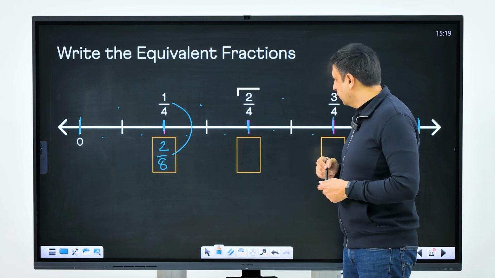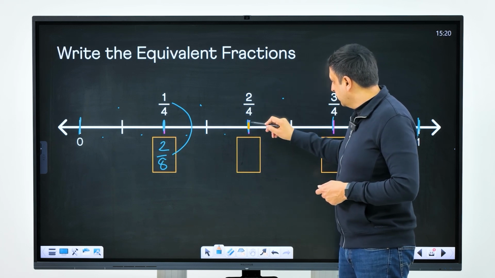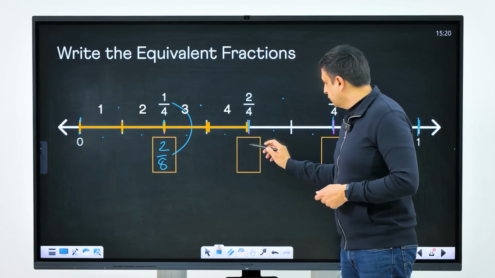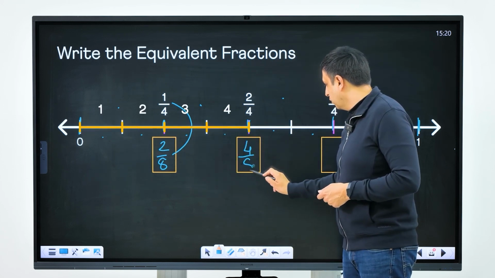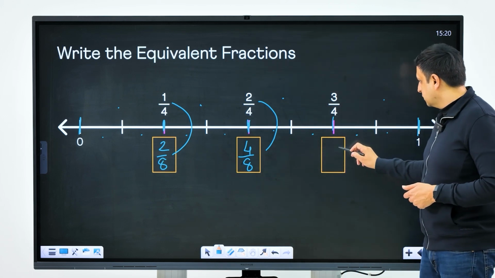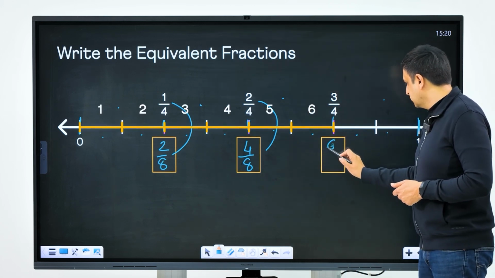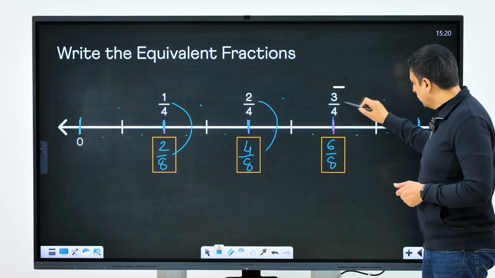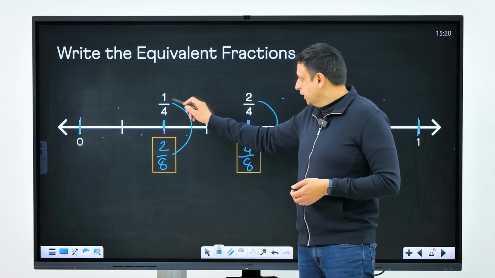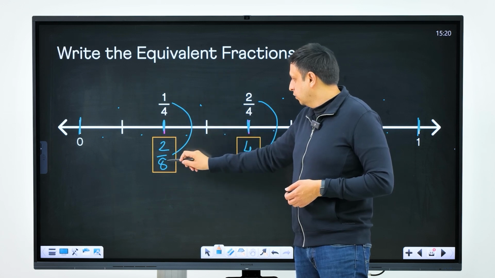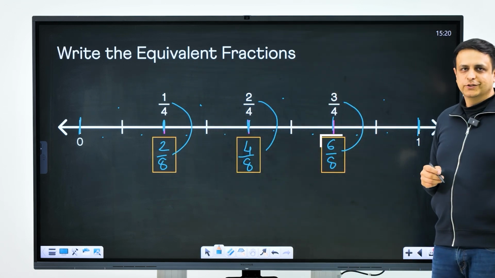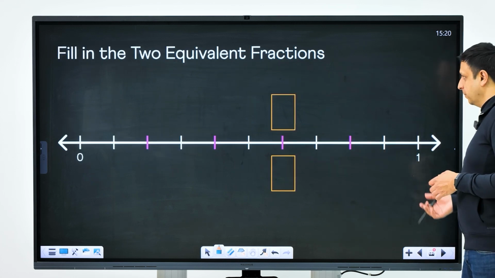What about 2 over 4? This point, what will it correspond to over here? So we have 1, 2, 3, 4, so 4 parts out of 8. So this would be 4 over 8, and these two fractions are equivalent. And what about this one? So this is 6 parts away, so this would be 6 over 8, and therefore 3 over 4 and 6 over 8 are equivalent. So the equivalent fraction to 1 over 4 is 2 over 8, for 2 over 4 is 4 over 8, for 3 over 4 is 6 over 8, and that completes this problem.